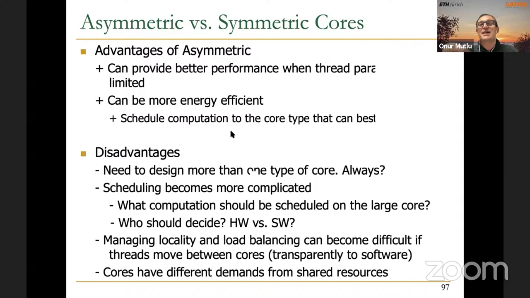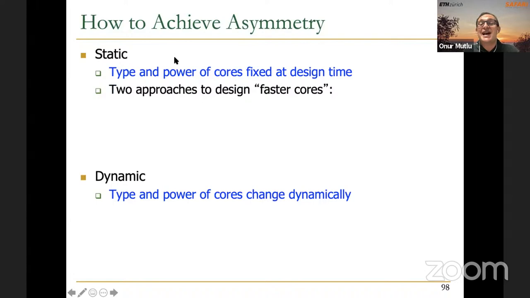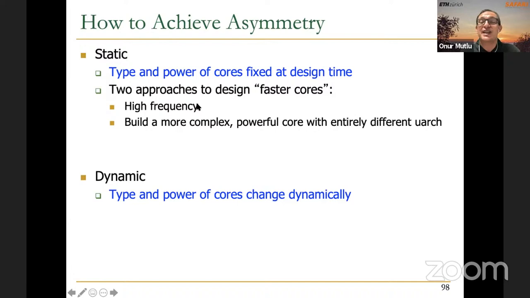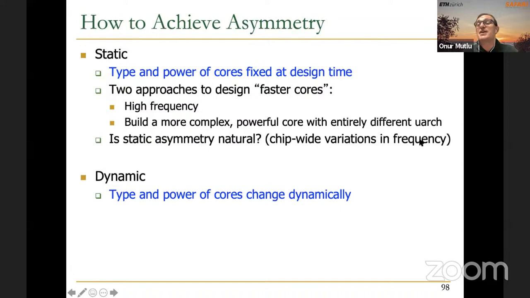Okay, so let me talk about the two different ways of achieving asymmetry. Basically, you have static type and power of cores, which can be fixed at design time. And there are two approaches to designing faster cores also. One is enabling high frequency cores. Some cores are fundamentally high frequency, or some cores are fundamentally more complex and powerful with an entirely different microarchitecture, or a combination of both, of course, right? So these are static asymmetry, I call it. Basically, you don't change asymmetry dynamically. And static asymmetry may be natural because of chip-wide variations in frequency, as I mentioned, because some parts of the chip you cannot operate as high as some other parts because of process variation.